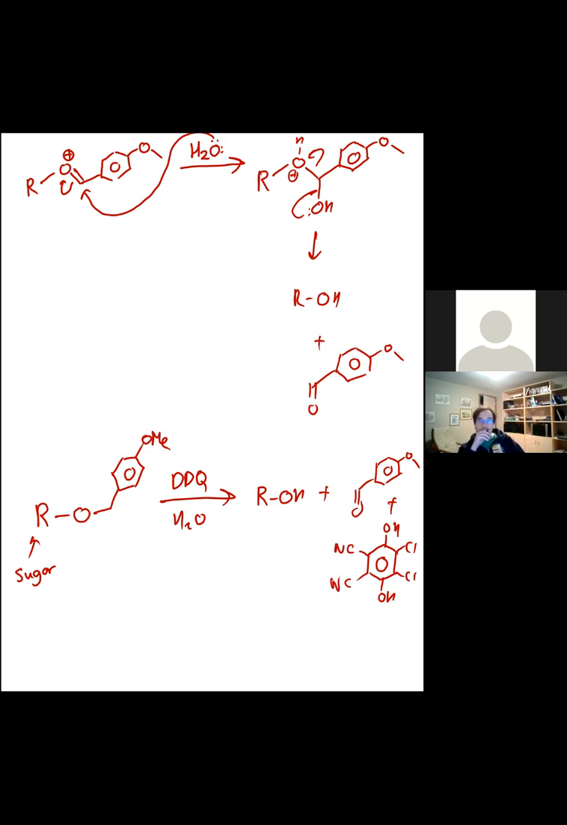Mechanistically, bit of a pain in the ass to draw it. Chemically, really straightforward. Like this is easy. And DDQ doesn't touch any of the other protected groups we've seen. So you can have anything else on there. DDQ is completely selective. So you get DDQ interacting with only this protecting group.